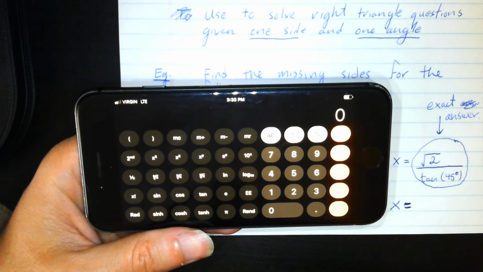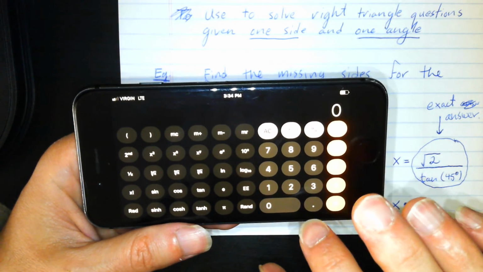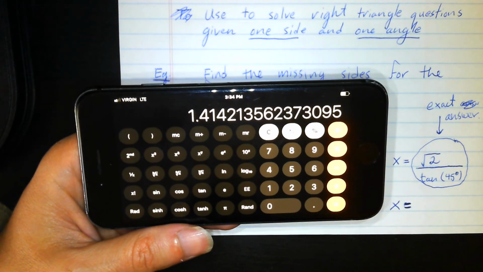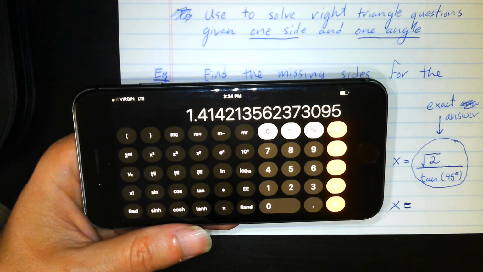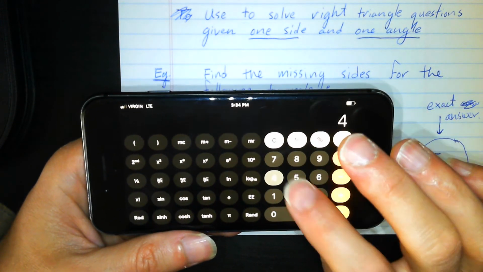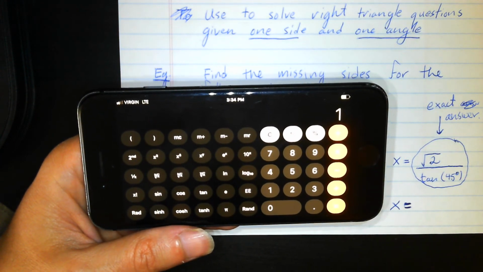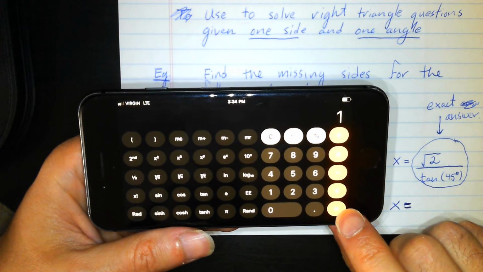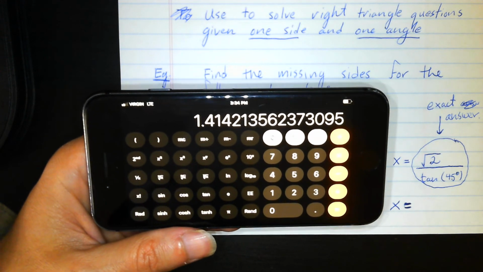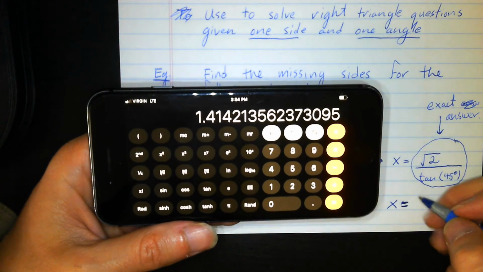So if I were to do this on my iPhone, I would do this: the square root of 2, which gives me 1.41421 and so on. Okay, remember that value. And then I would say divide by 45, but then I would hit tan, and that gives me 1. Okay, and then equals to actually do the division. Okay, so tan of 45 degrees in particular equals 1. And then, as you can see, our answer is just the square root of 2.